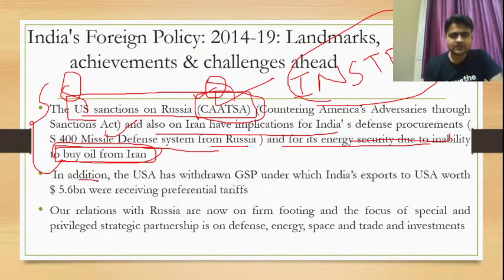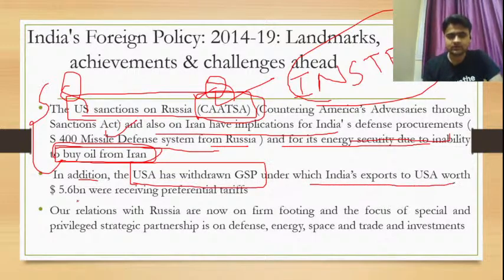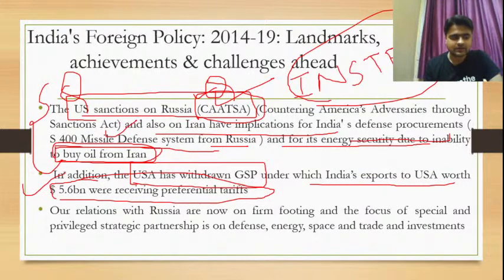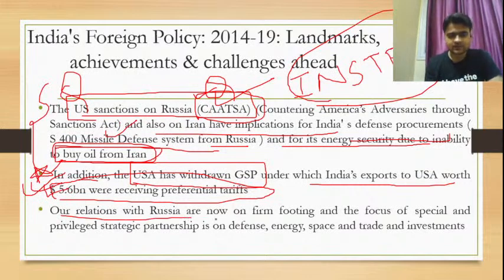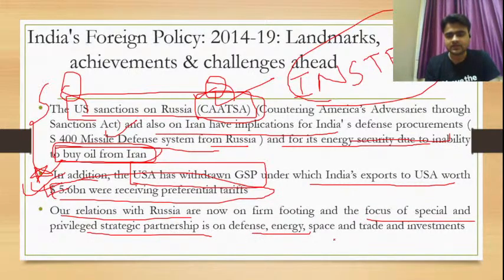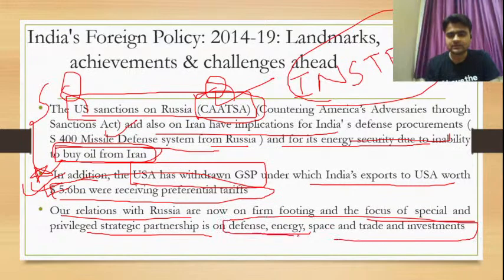Then in addition, USA has withdrawn GSP, that is Generalized System of Preferences, under which India's exports to USA worth $5.6 billion were receiving preferential tariff. And you might be aware recently that US is reconsidering, okay, to restore this GSP status of India, fine. Now our relations with Russia are on firm footing, and the focus of the special and privileged strategic partnership is on defense, energy, space, and trade and investments. So these are some of the areas where we are cooperating with Russia.